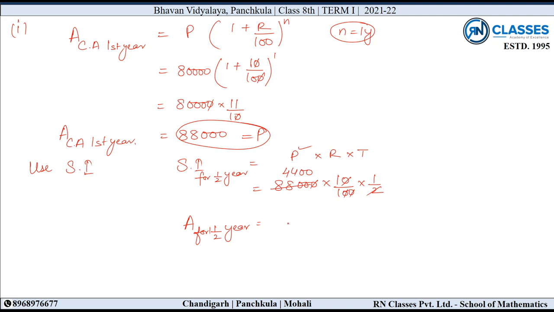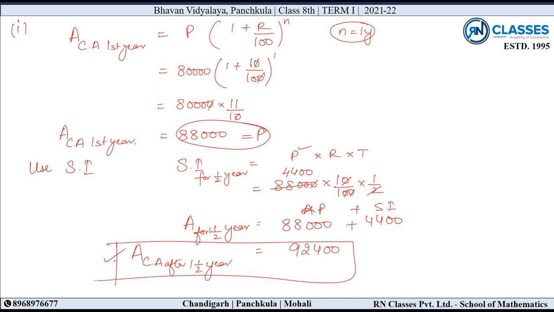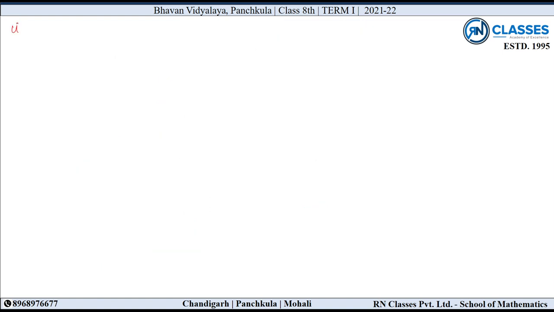Amount for 1.5 year would be 88,000 plus interest 4,400. Principal plus interest, simple interest, right? So this would come out to be 92,400. So this is amount for 1.5 year, means amount compounded annually after 1.5 year. We got it. Compounded annually ka answer aa gaya. Right? Ab 2 bhi nikal lete hain. Ab compounded kya hai? Half yearly.